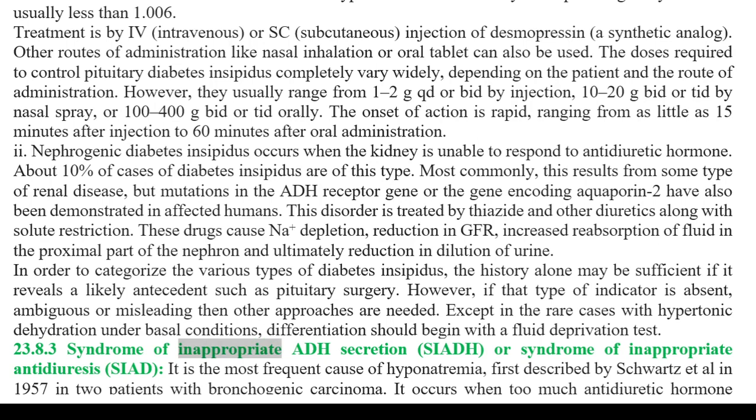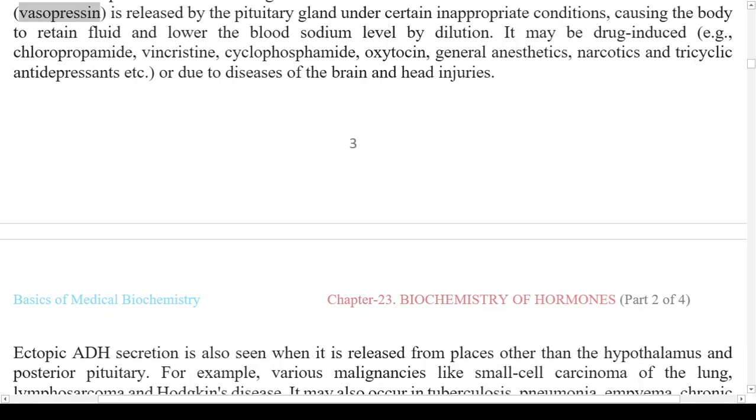3.8.3 Syndrome of inappropriate ADH secretion, SIADH, or Syndrome of inappropriate antidiuresis, SIAD. It is the most frequent cause of hyponatremia, first described by Schwartz et al. in 1957 in 2 patients with bronchogenic carcinoma. It occurs when too much antidiuretic hormone, vasopressin, is released by the pituitary gland under certain inappropriate conditions, causing the body to retain fluid and lower the blood sodium level by dilution.